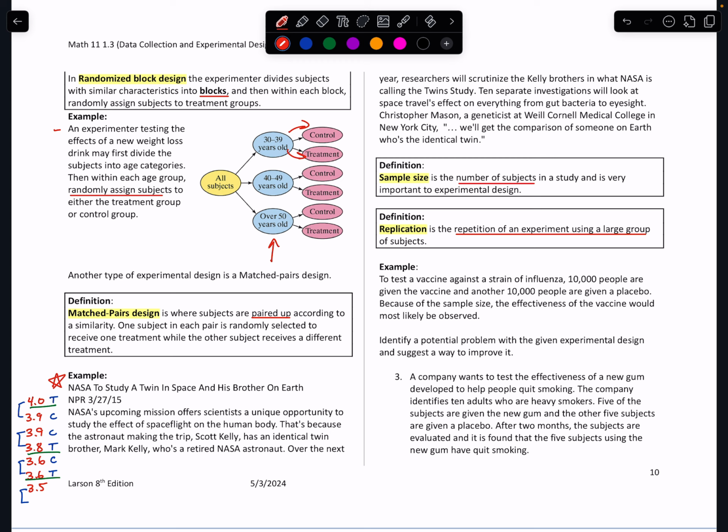So the example it gives here says to test a vaccine against a strain of influenza, the flu, 10,000 people are given the vaccine and another 10,000 are given a placebo. Because of the sample size, because I had so many people, 10,000 is kind of a lot of people, because I have a large sample size, the effectiveness of this vaccine would be most likely to be observed. So we can actually say that because I got enough people, I can measure if the vaccine was effective or not.